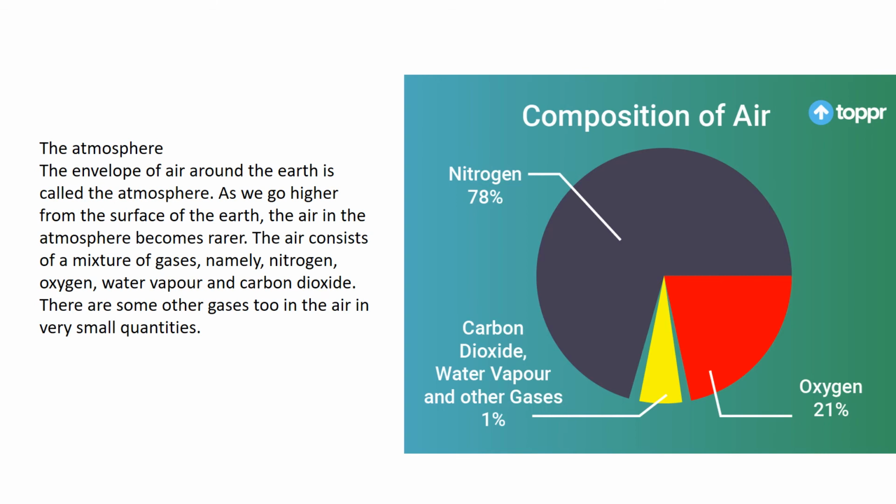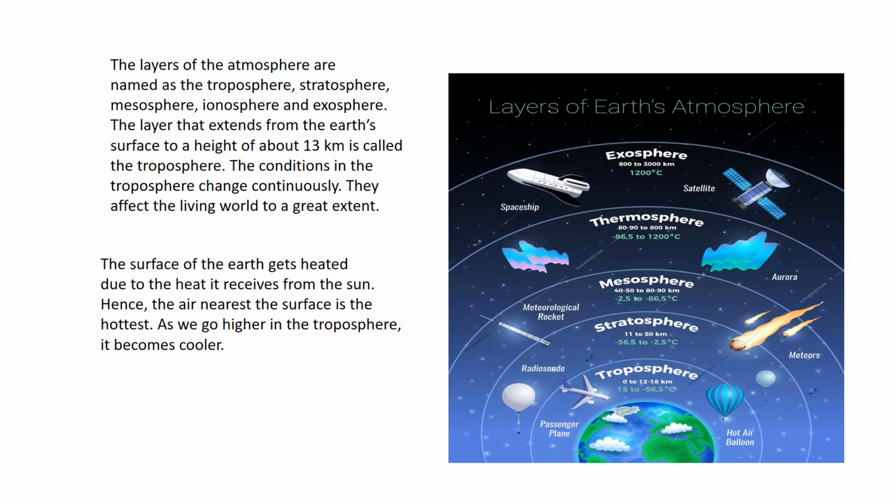As we go higher from the surface, the air in the atmosphere becomes rarer. The air consists of a mixture of gases, namely nitrogen, oxygen, water vapor, and carbon dioxide. There are some other gases too in the air, but in very small quantities. The layers of atmosphere are named as the troposphere, stratosphere, mesosphere, ionosphere, and the exosphere.